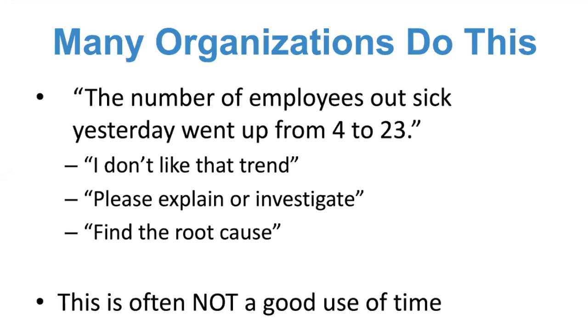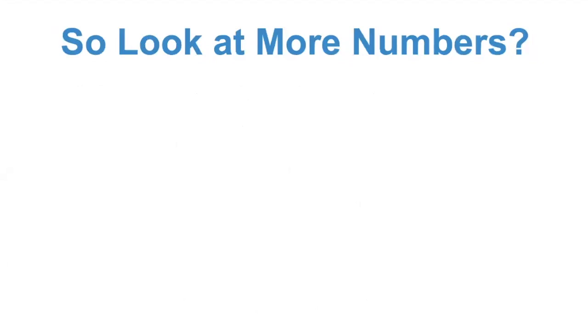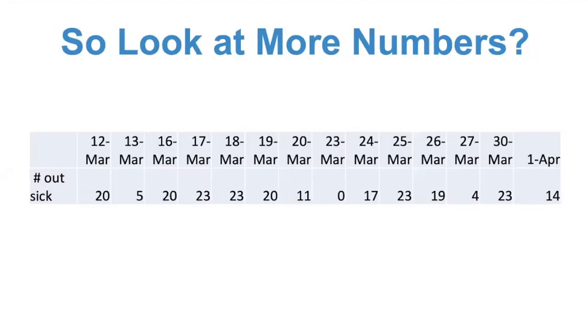So people might say, okay, fine, we're not going to react to every up and down. Let's look at more numbers instead. A lot of organizations may display a table of numbers. So we see here, there was an increase from 4 to 23, but before that, there was a decrease from 19 to 4. We want to put our metrics into context, and looking at a list of numbers is arguably not a good way for people to comprehend what's going on.